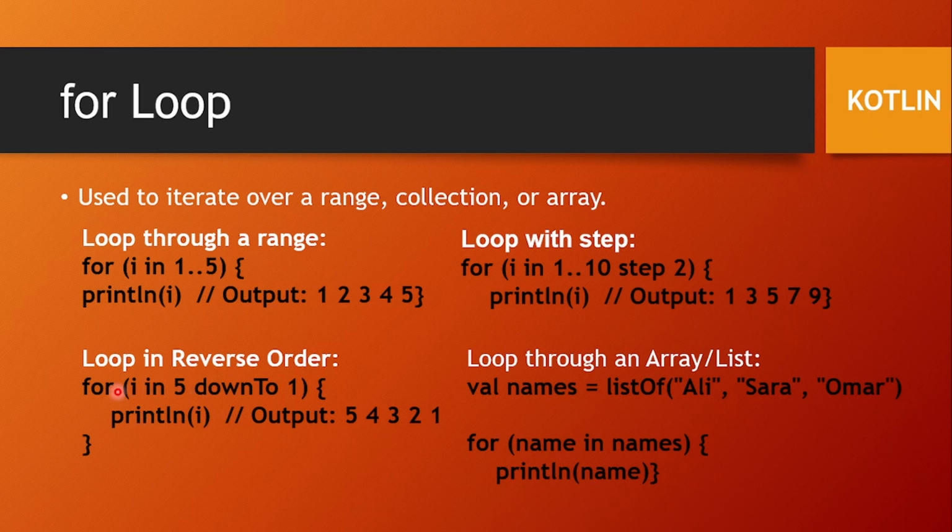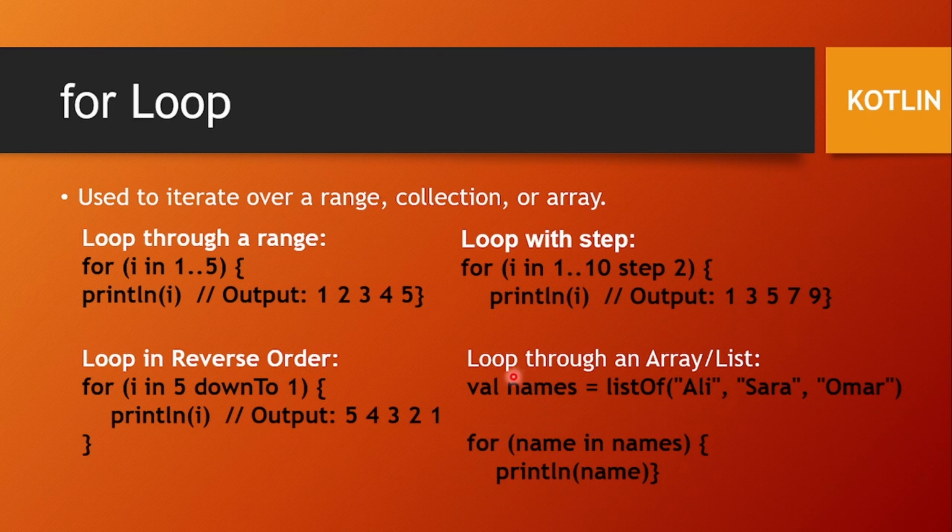And the next one is reverse order, how we are printing or executing in reverse from 5 to 1 by using the downTo keyword. In the same way we initialize our variable i with 5, then 4, 3 and so on, and each and every time this i variable will be printed. The result will be 5, 4, 3, 2, 1.